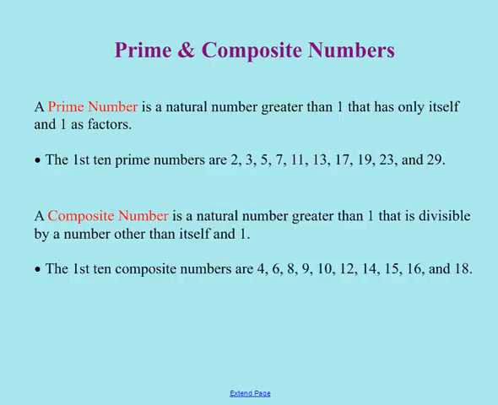A composite number is a natural number greater than 1 that is divisible by a number other than itself and 1. The first 10 composite numbers are 4, 6, 8, 9, 10, 12, 14, 15, 16, and 18.